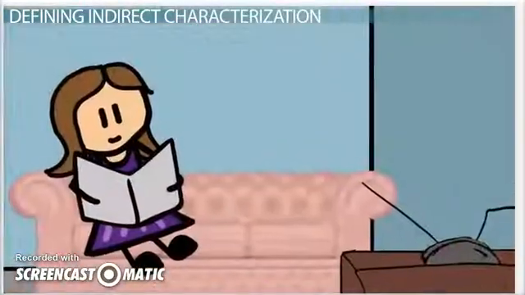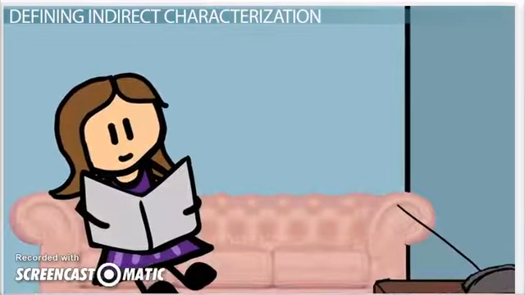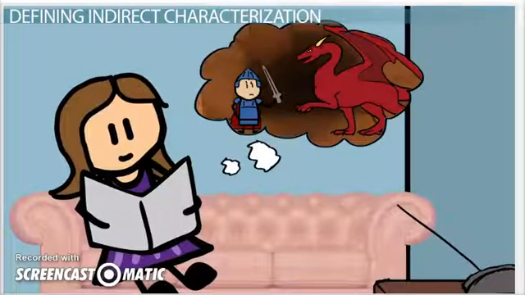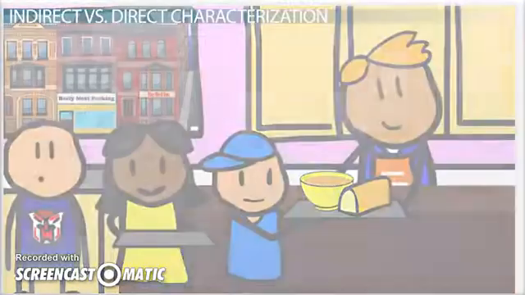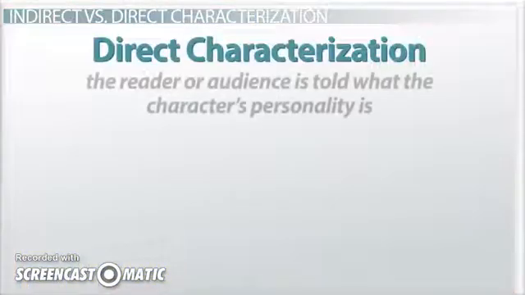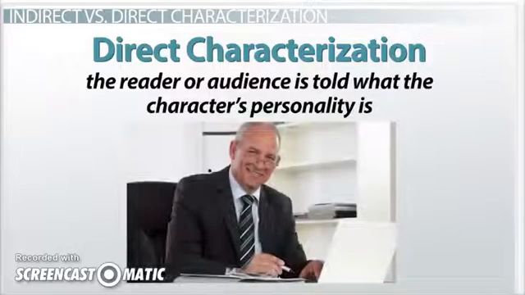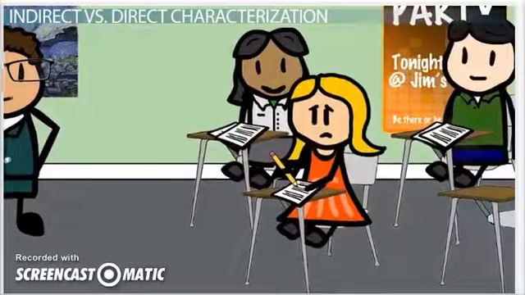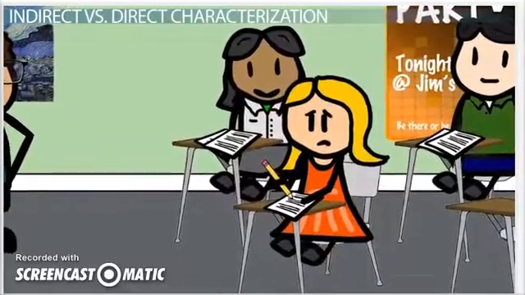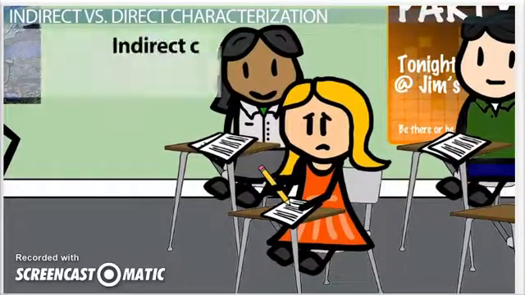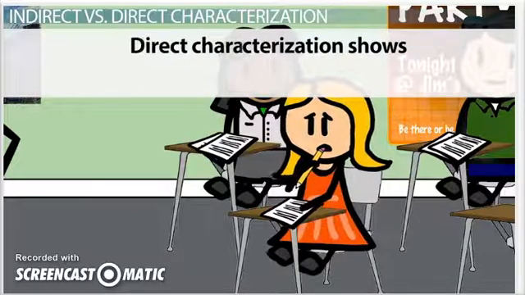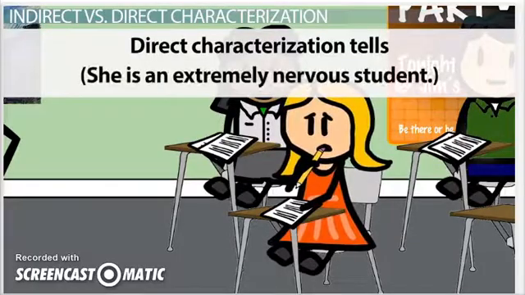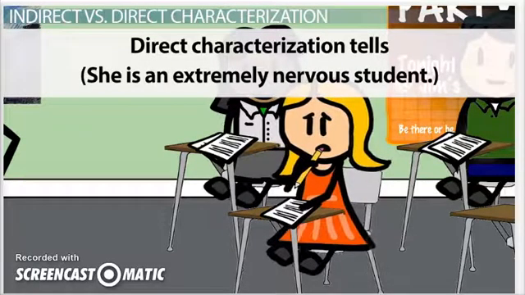This also occurs in many novels and short stories. Instead of watching the character, you imagine the character in your head as you read descriptions of the actions and dialogue. Indirect characterization should not be confused with direct characterization, which is when the reader or audience is told what the character's personality is. The well-known phrase, show, don't tell, can apply to indirect versus direct characterization. Indirect characterization shows who a character is based on what he or she does and says, while direct characterization tells the reader or audience exactly what type of person that character is.